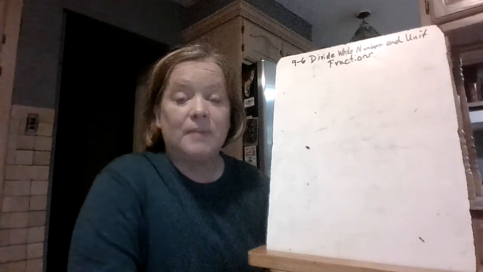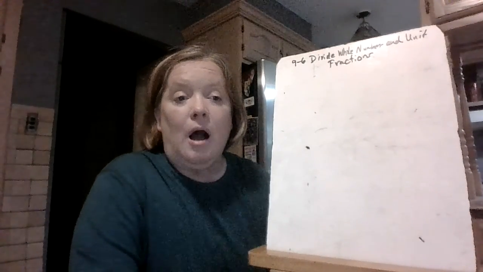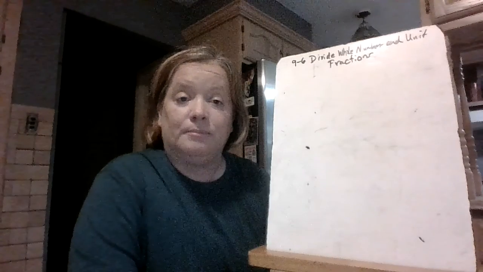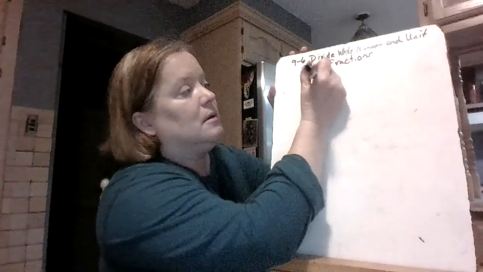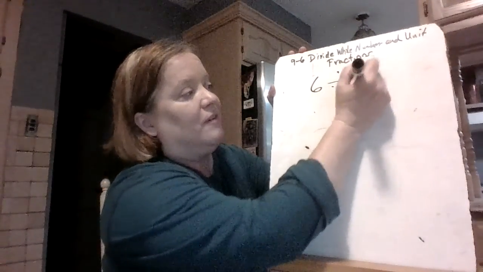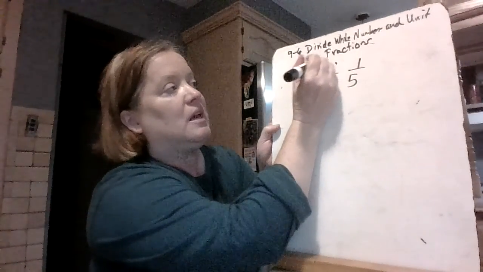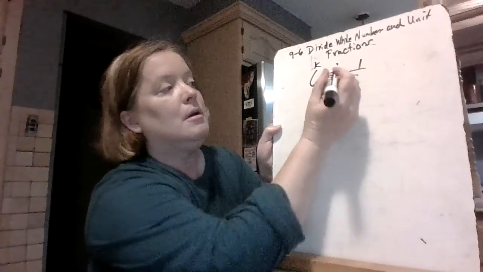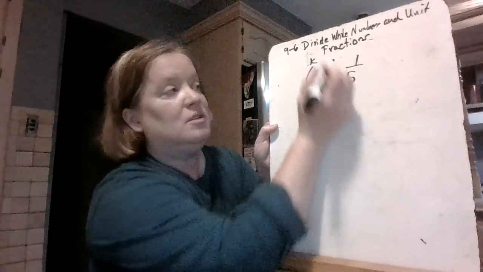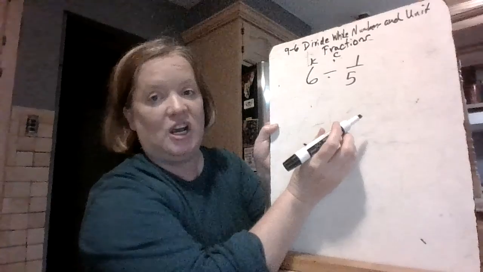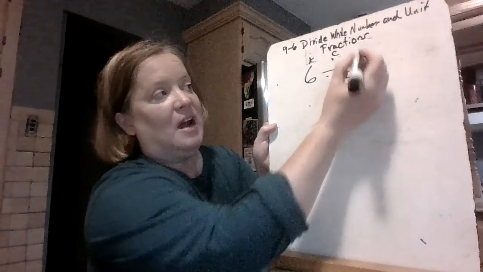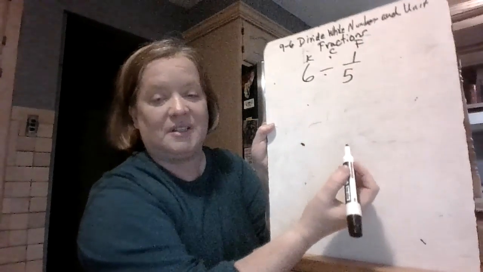So let's review. I'm going to start off with a whole number divided by a fraction. Let's say I had 6 divided by 1/5. Remember, we're going to use keep, change, flip. So I'm going to keep the 6. I'm going to change the sign from division to multiplication, so I'm going to put the C for change. And I'm going to flip this fraction to its reciprocal or its opposite.